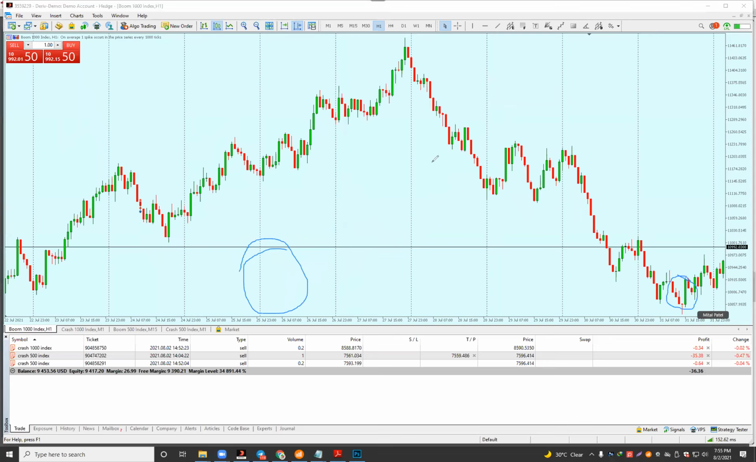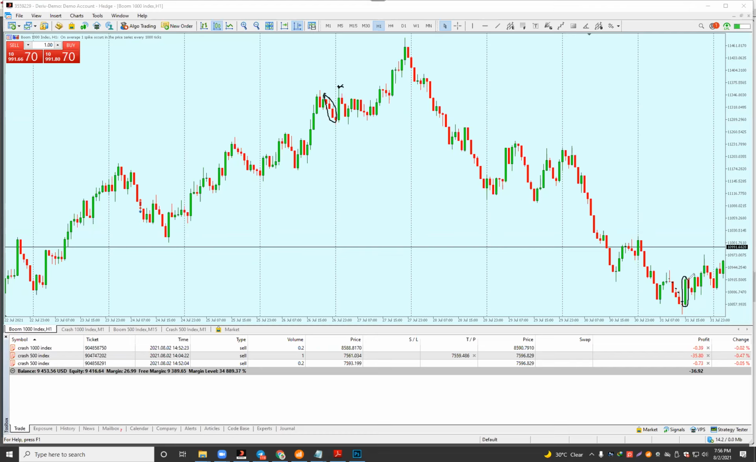How many hours did it move down? 1, 2, 3, 4, right? When the price moves up, how many hours does it take? 1. So the market moved down for 4 hours, and in 1 hour the market recovers and closes above the levels, right? How many hours did it move down? 1, 2, 3, 4, 5 hours. And how many hours to cover? 1.